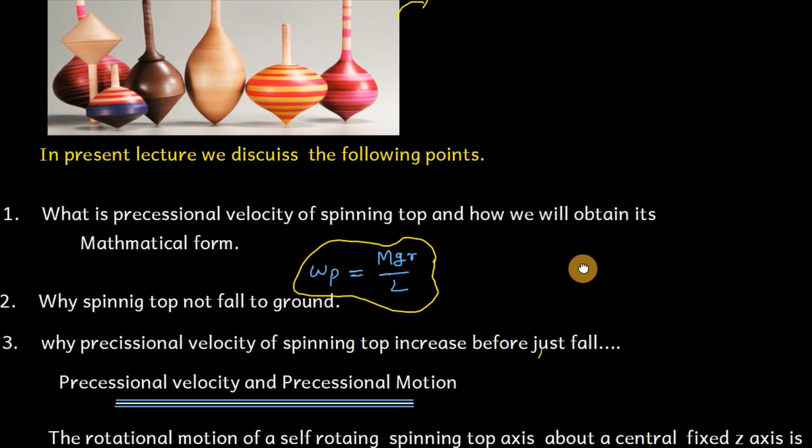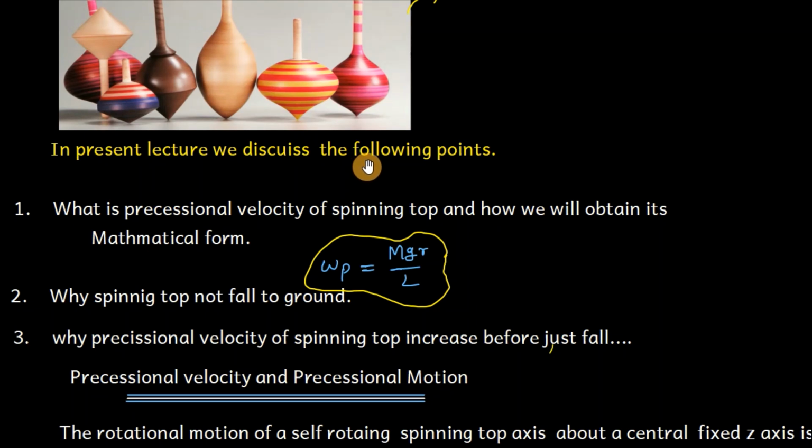In the present lecture, we discuss the following points: what is the precessional velocity of a spinning top and how do we obtain its mathematical form; why a spinning top does not fall to the ground; and why the precessional velocity of a spinning top increases just before it falls.